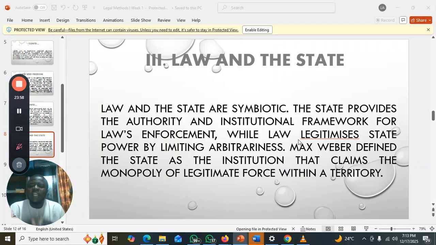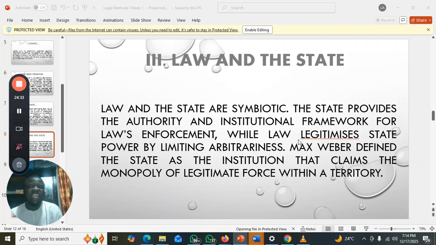So the state is the one that provides the authority, that is the legislation, and the institutional framework for law enforcement. Who are the law enforcers? These are the judiciary, the legislature, the police and all those things. While law legitimizes state power by limiting arbitrariness. So law makes the state powerful, and it brings out the real power of the state by making sure that there is no overuse of power. Do you see how they checkmate one another?